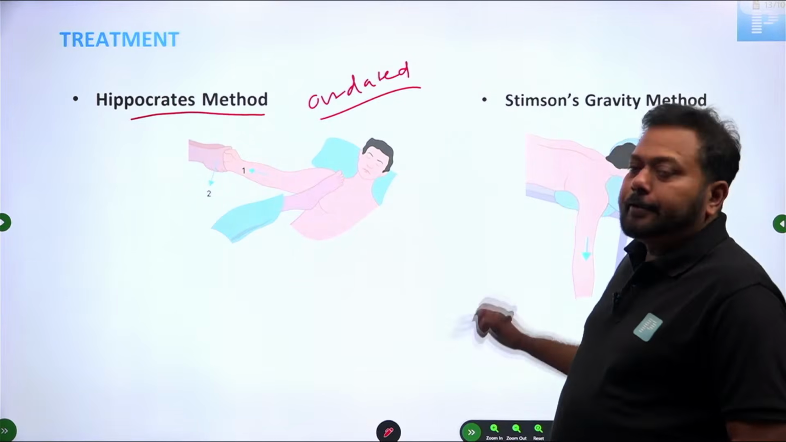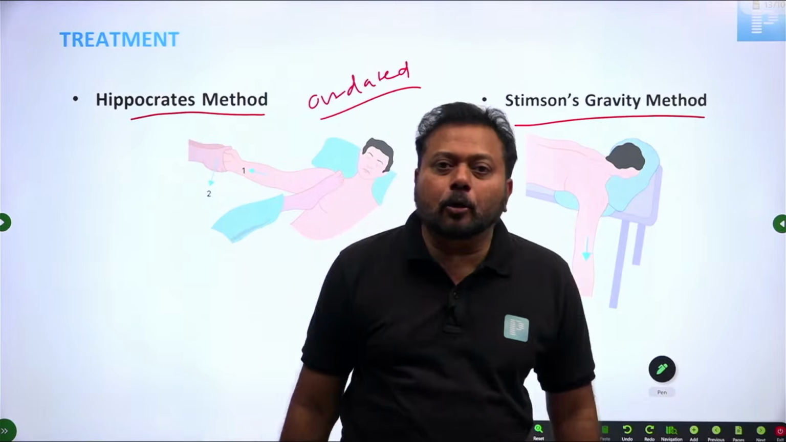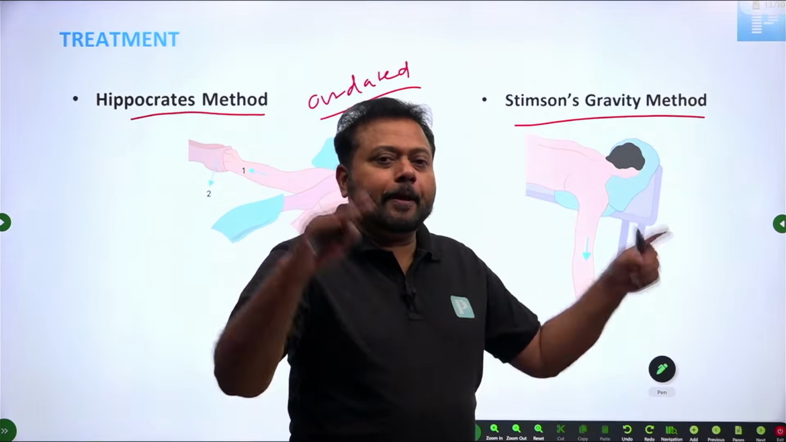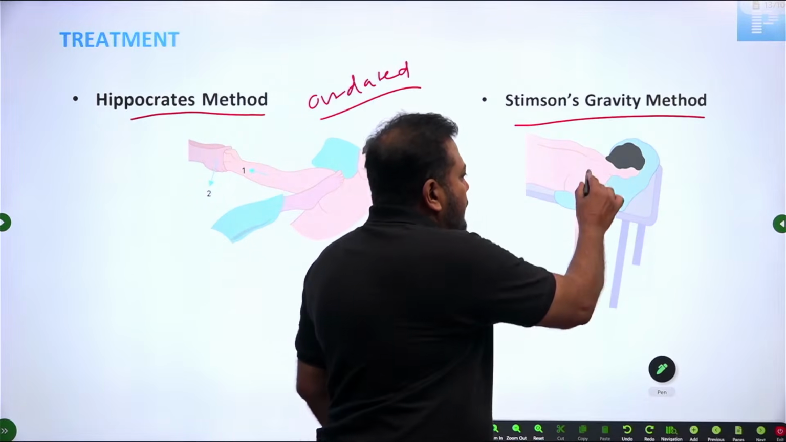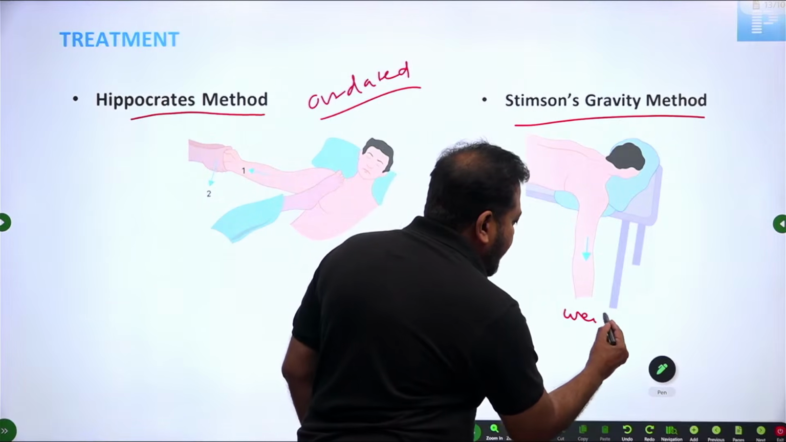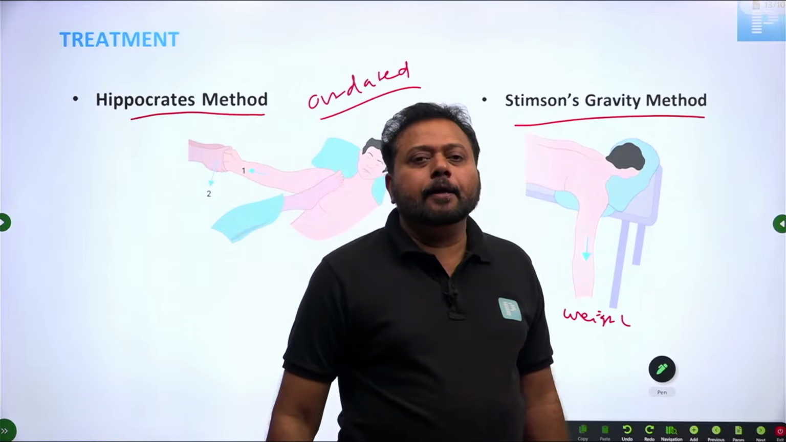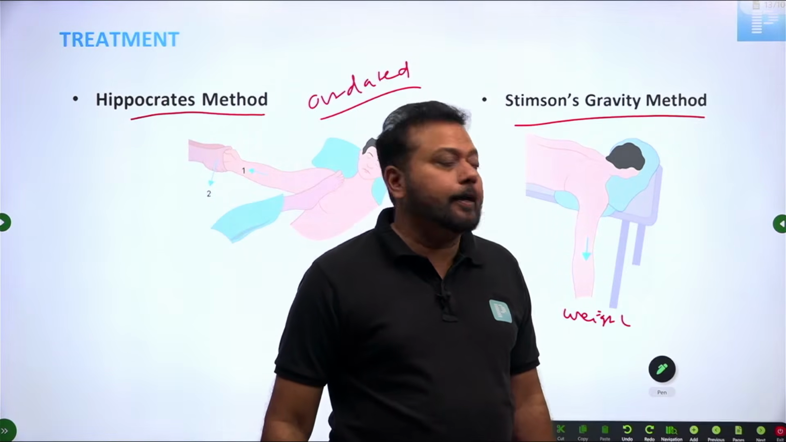Right. You see, next method is called Stimson's gravity method. Put the patient in prone position in a couch. Ask them to hang his arm. Tie a weight here. With gravity, shoulder will get relocated. This is Stimson's gravity, not very effective.